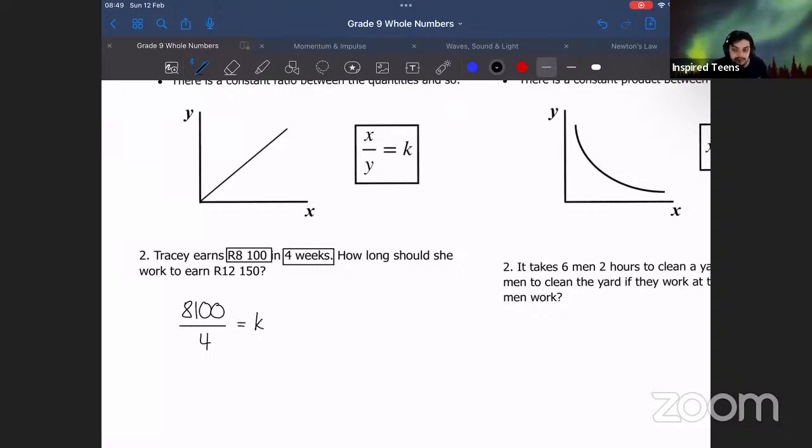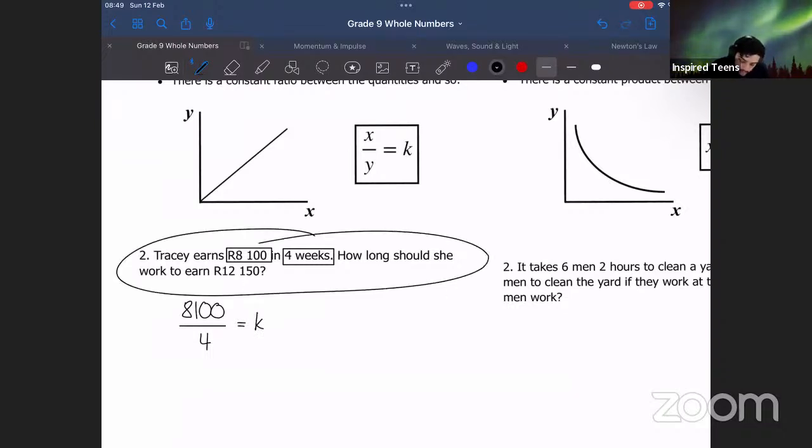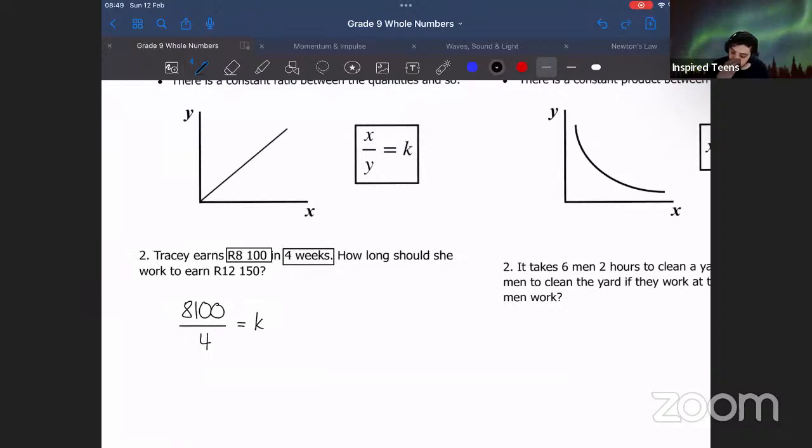Okay, we have to analyze the question first: when you work more, you earn more. So you have to understand that concept and then tell yourself, oh, okay, this is direct proportion, because when you work more, you earn more. It doesn't work if you work less, you earn more. It doesn't work like that, right? If you work more, you're going to earn more.